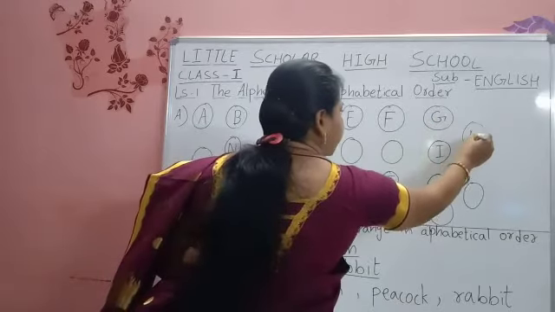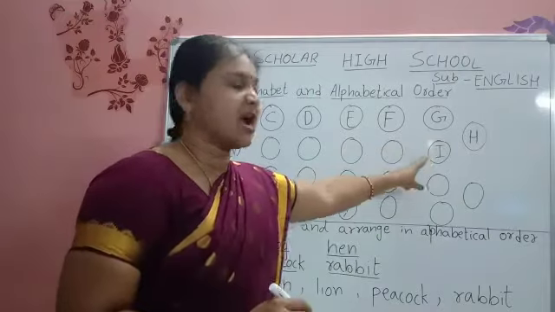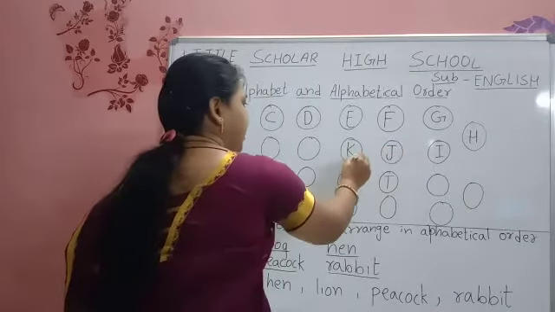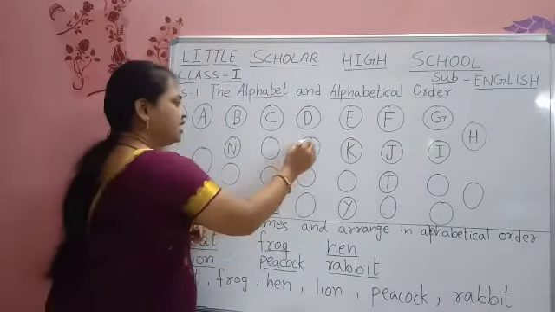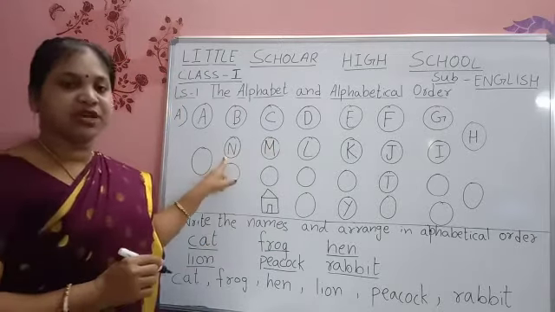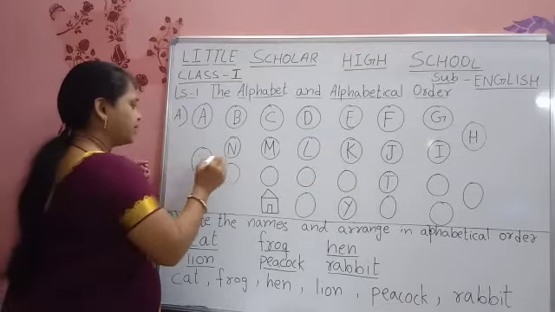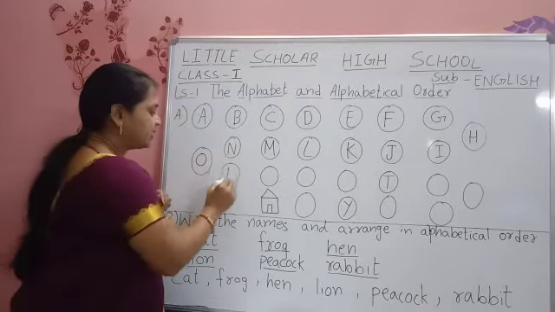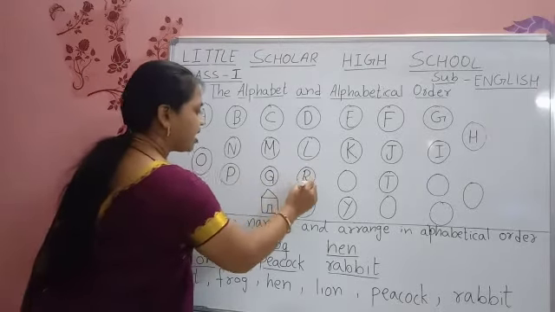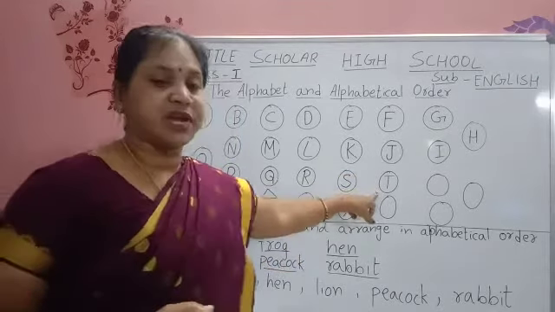Then here you will continue again. H. Okay? G, H. After that, I. After I, J. After J, K. After K, L. Then M. N is already given, so no need to write N. Then after N, O. Then here, P. Then Q. R. Yes. T is already given, so don't write T.